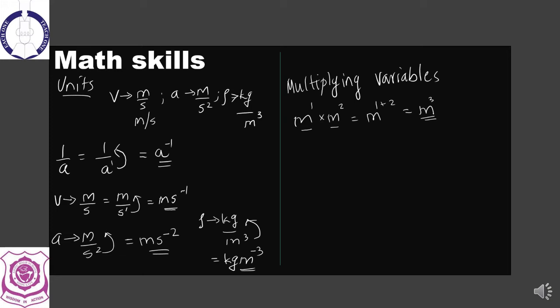Another example is t to the power of 5 times t to the power of minus 3. Again, you can see that the base is the same, so you can add the powers. So you have 5 plus minus 3, and you get t to the power 5 minus 3, which is t to the power 2. Again, this is required when you write the units in detail later.